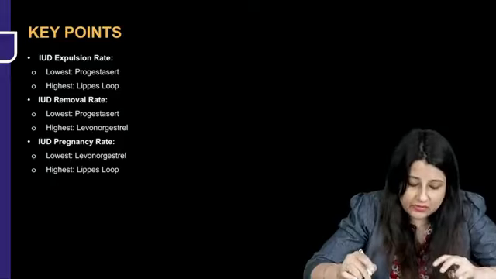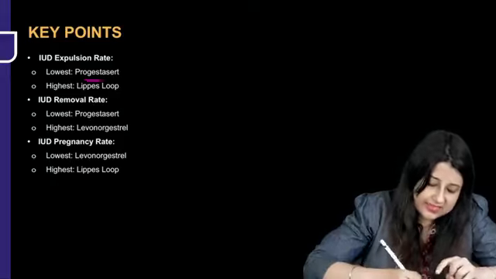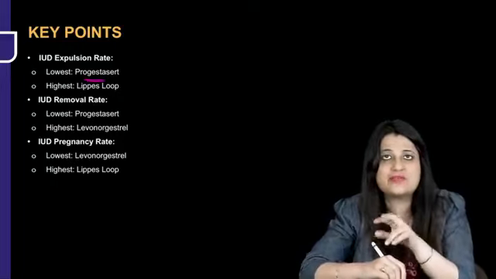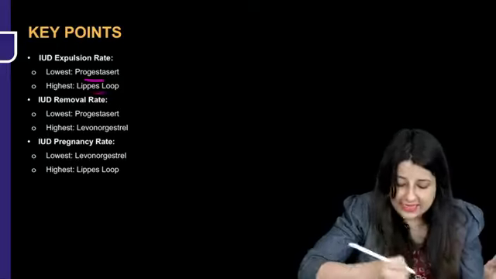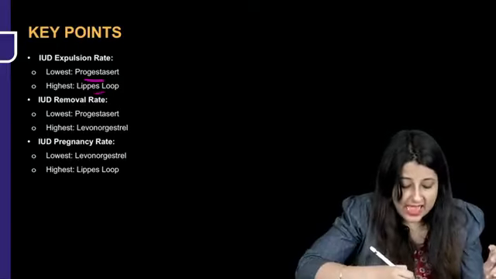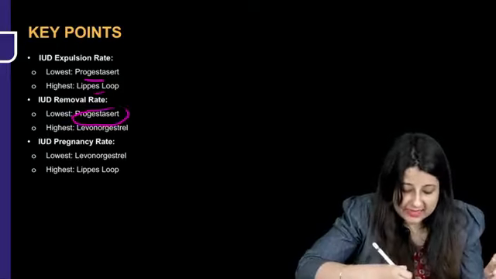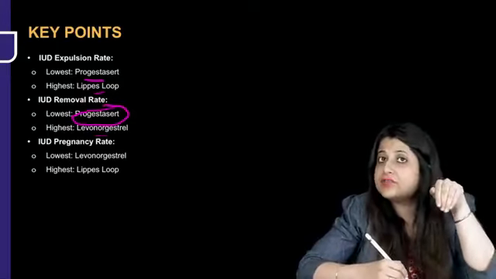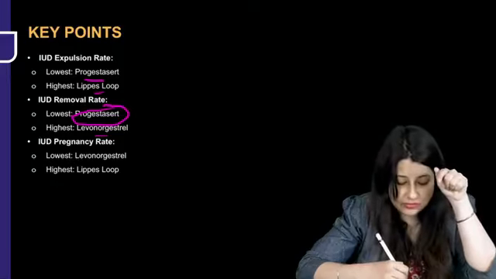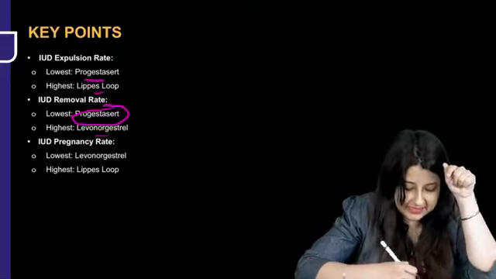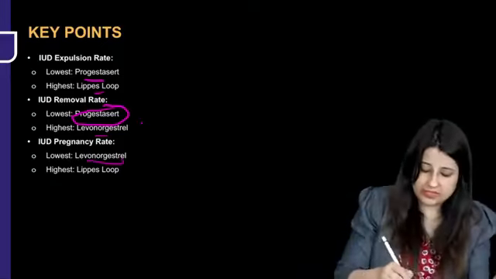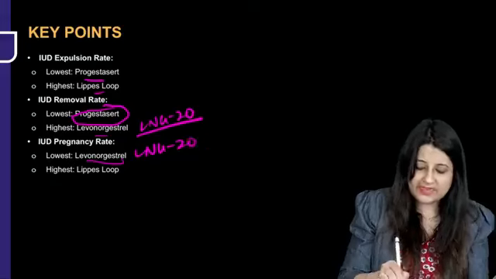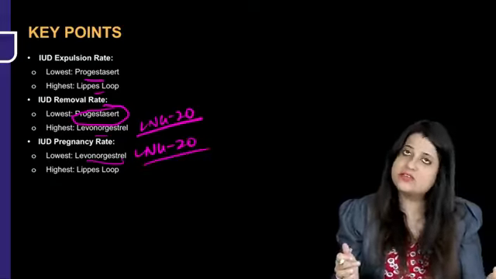Okay. Intrauterine device expulsion rate, you can see, is lowest with Progestasert, that white color straight one releasing 65 microgram progesterone per day. Highest is noted with Lippes loop. IUD removal rate is again lowest with Progestasert, but highest is levonorgestrel. Although it has the least failure rate, guys, it has the highest removal rate. Pregnancy rate, see, is lowest with levonorgestrel. Here, levonorgestrel means LNG20. Although the pregnancy rate is the least, the removal rate is the highest.